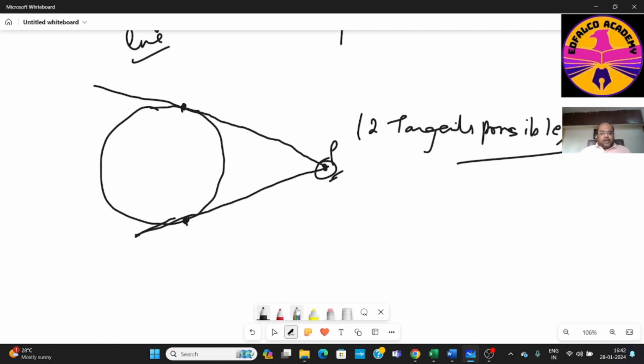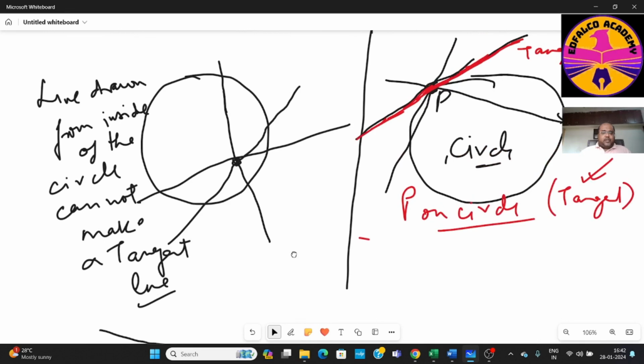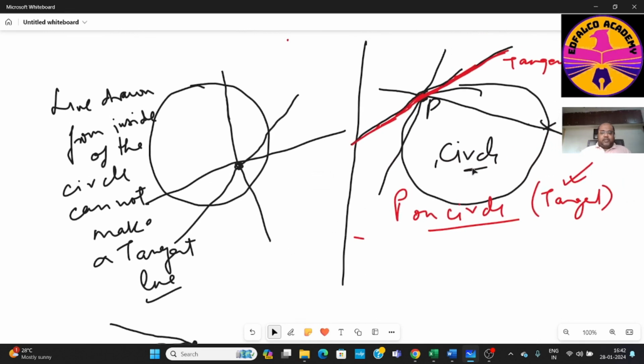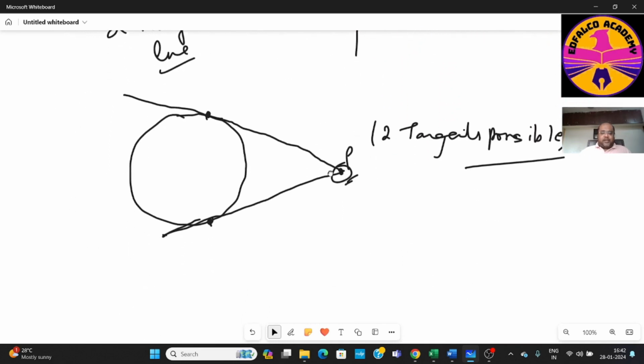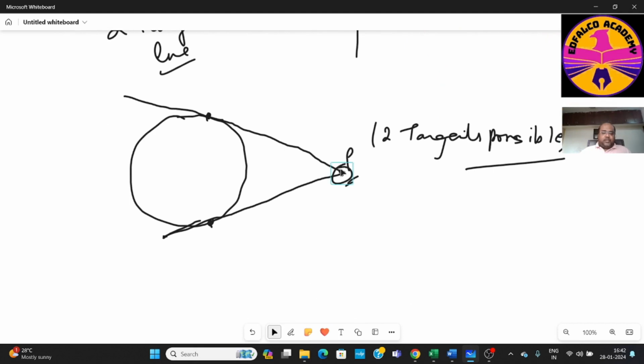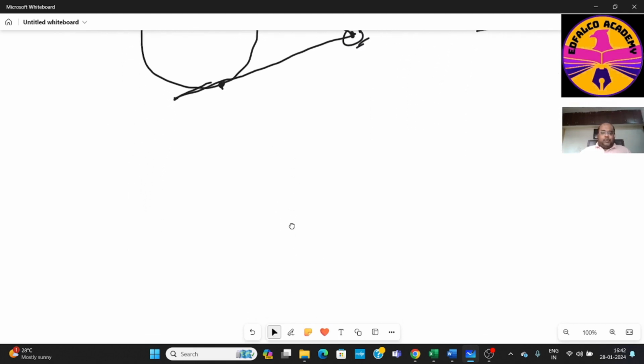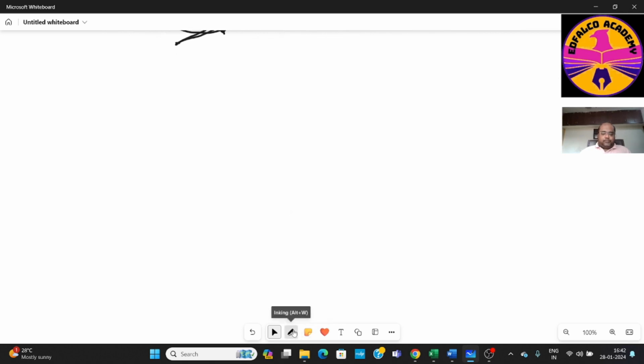So these are certain basic things that were required first to understand. In the case inside the circle, we cannot have the tangent. In the case if it is on the circle, then one tangent is possible. If the point is lying outside the circle, then two tangents are possible, as you can see over here. Okay, so with that, let's move on to one of the theorems.